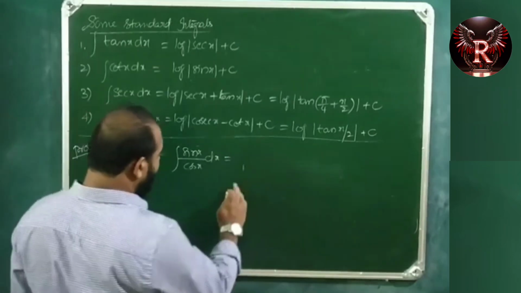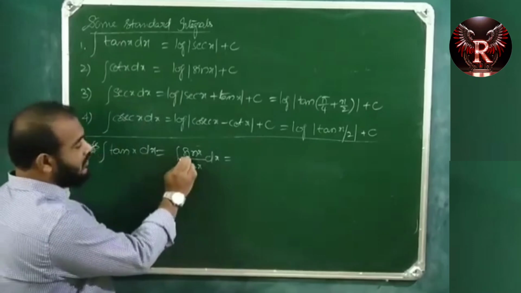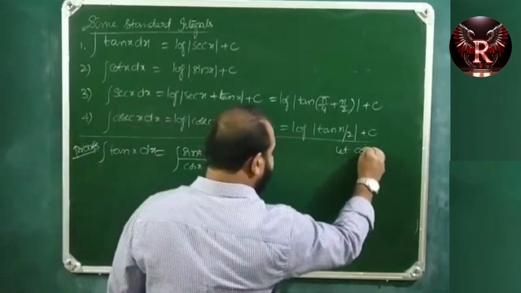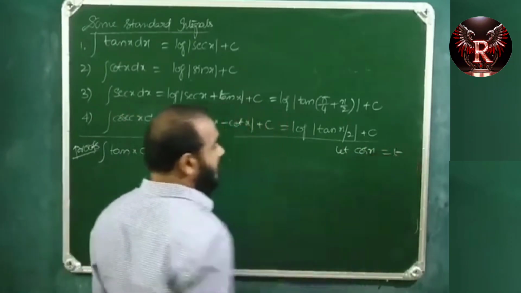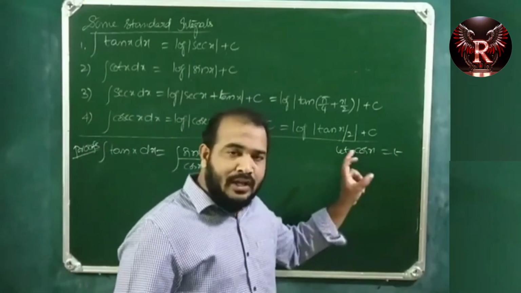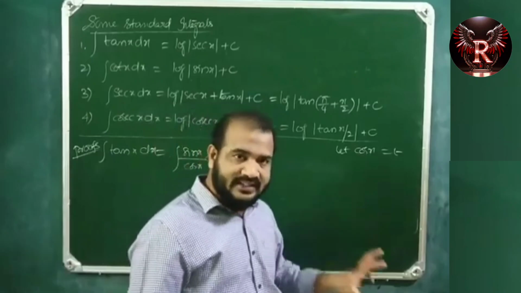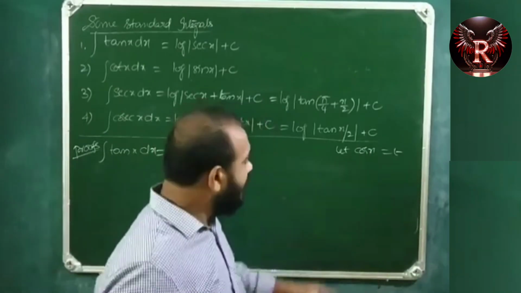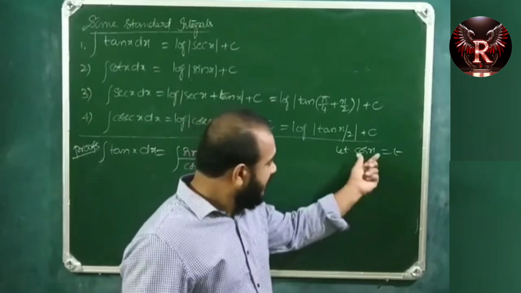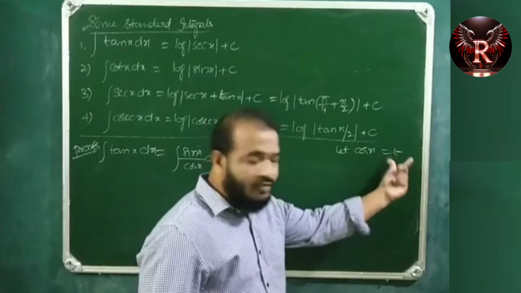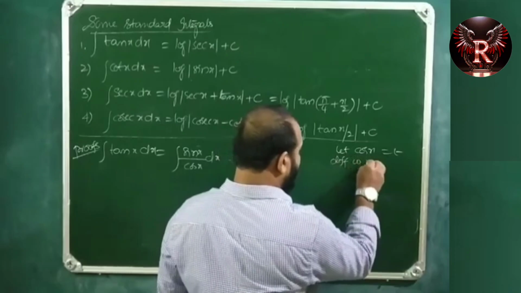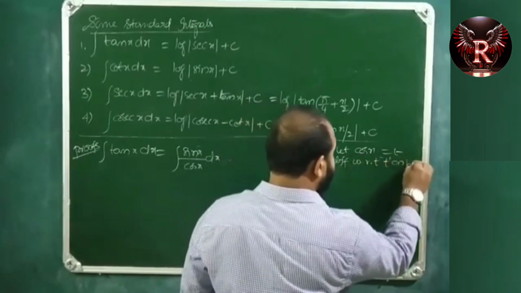So here cos x derivative is minus sin x. So let cos x is equals to t. Now differentiation. Whenever we go for the substitution, the immediate thing that should spring to our mind is to differentiate. Differentiate with respect to what? So cos x is equals to t. So here this x is depending on t. Therefore with respect to t is what we have to do. So differentiating with respect to t on both sides.